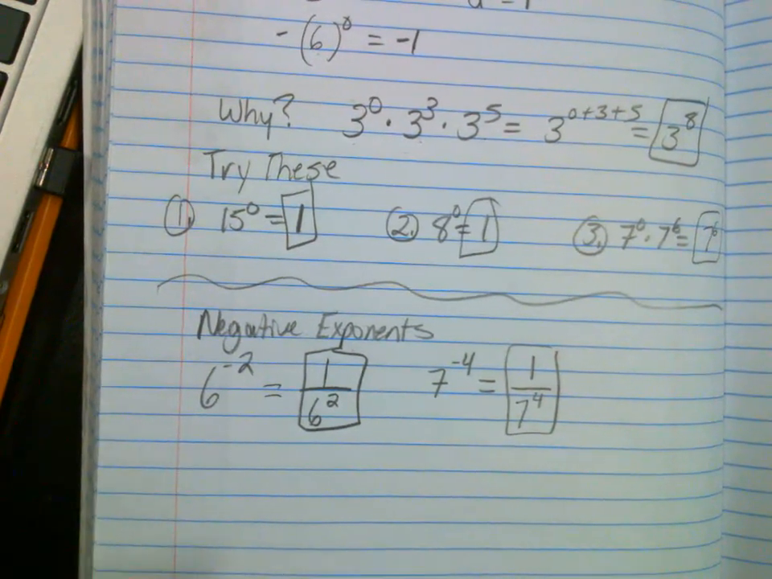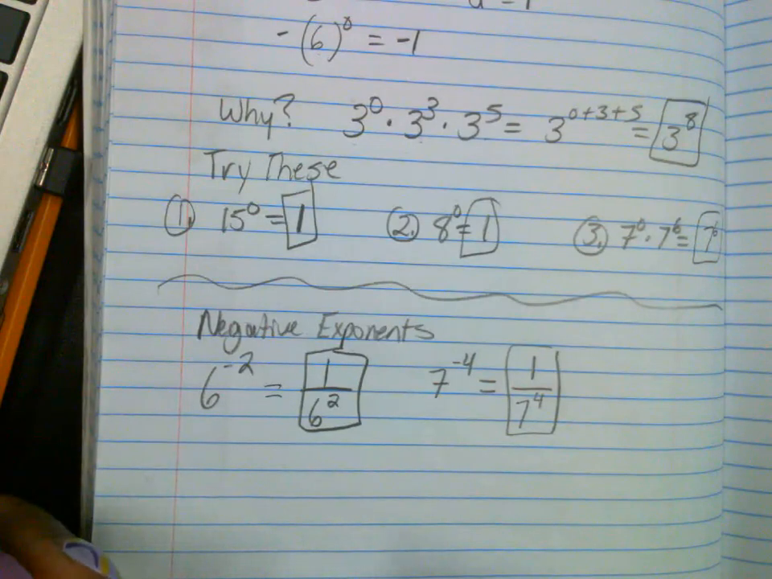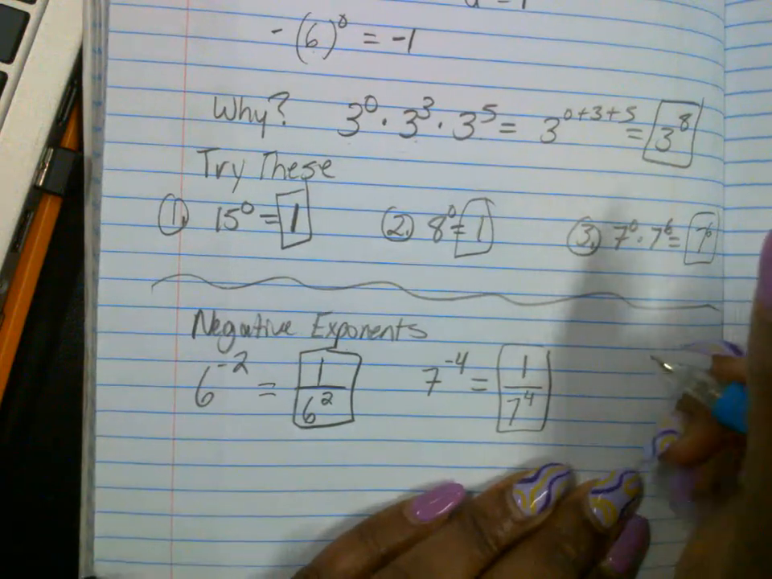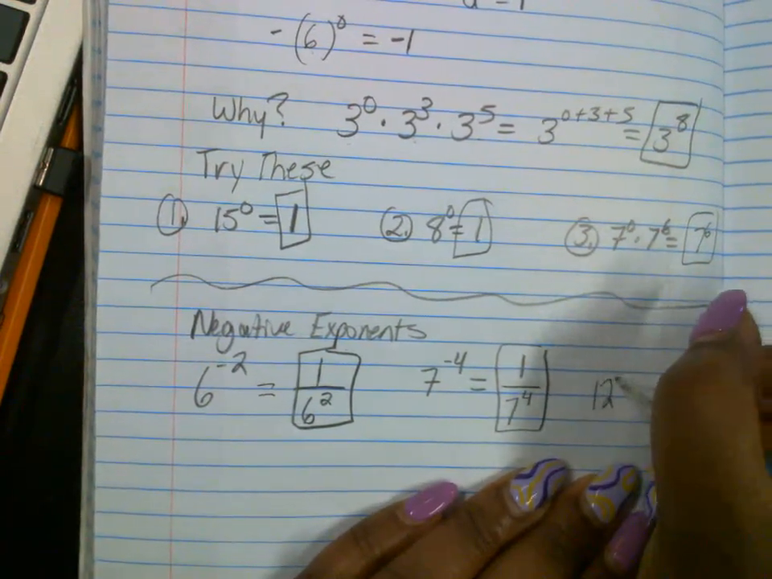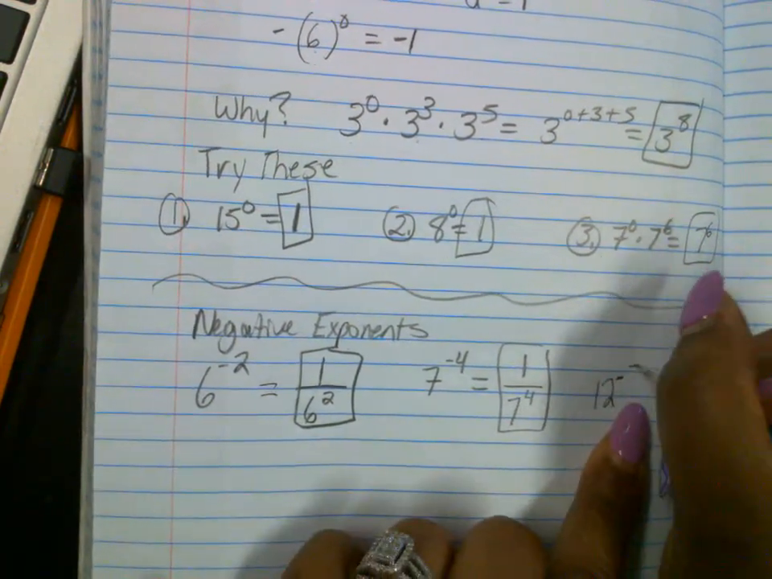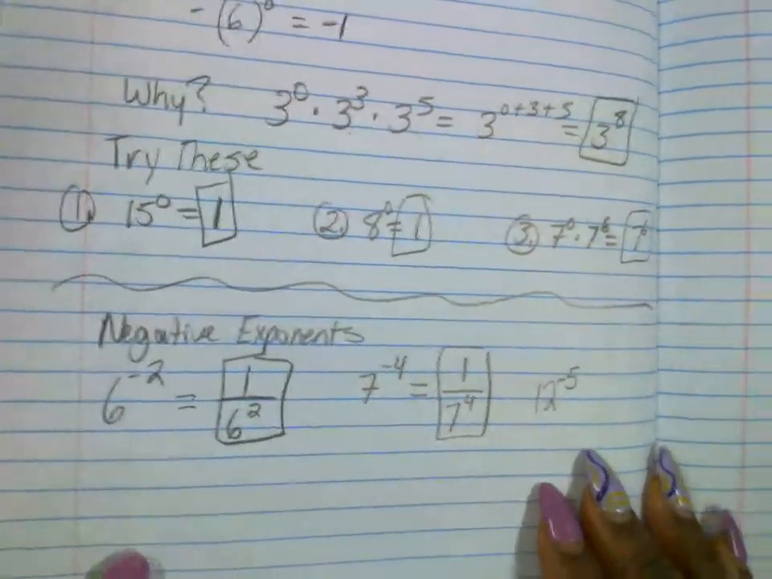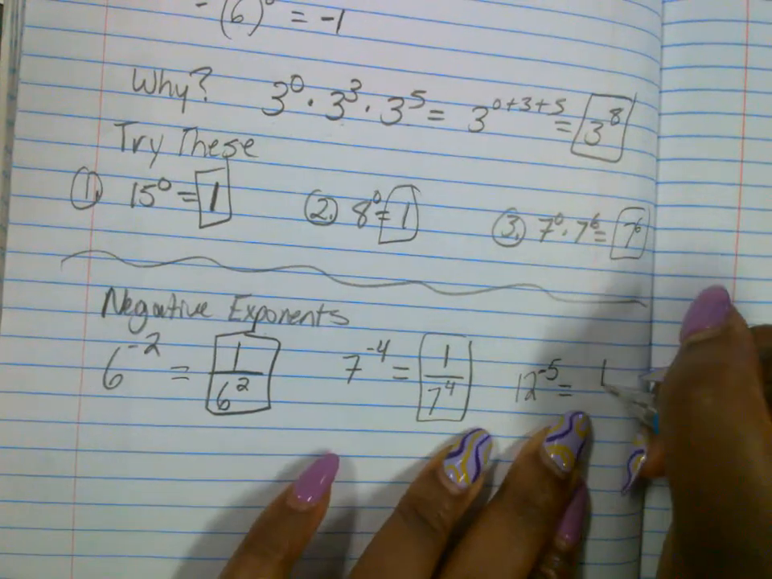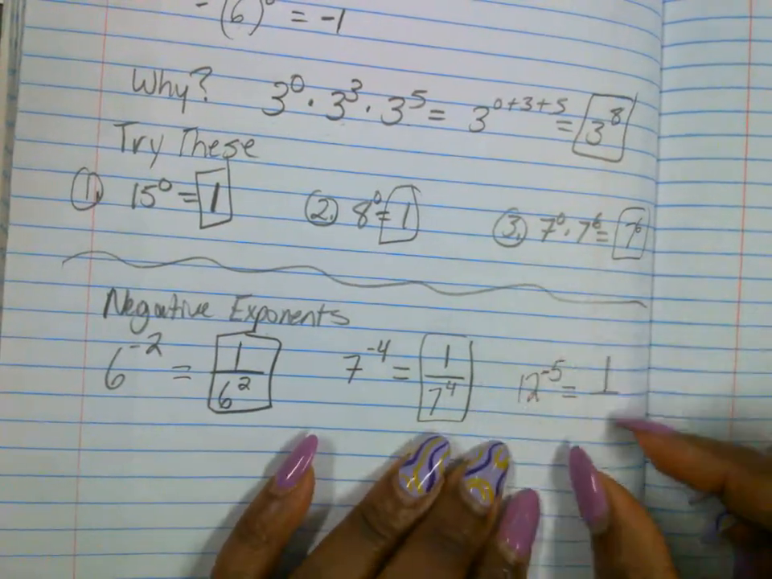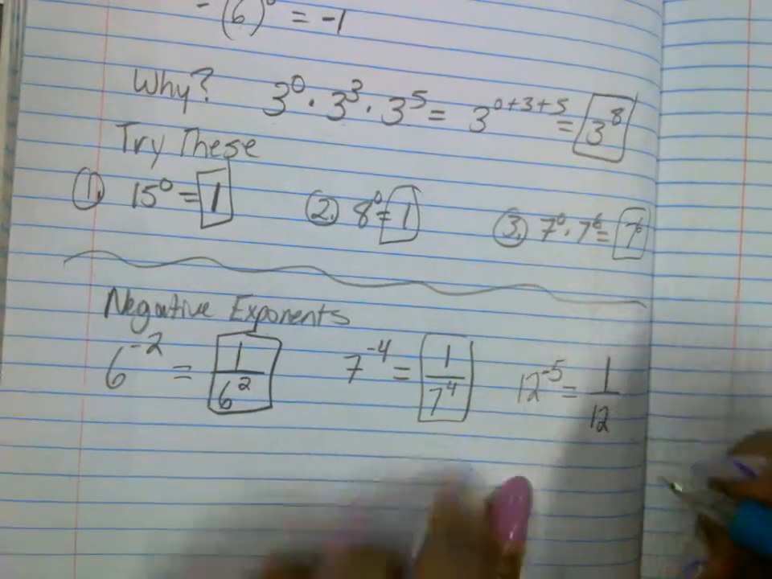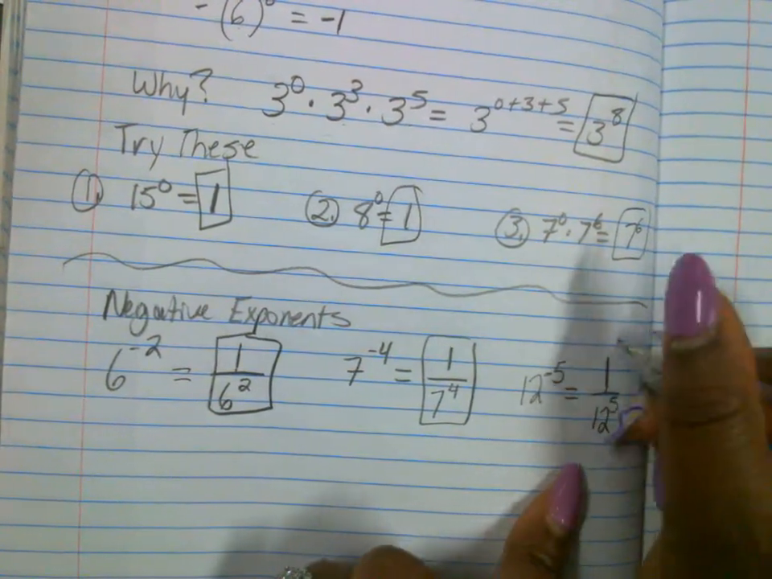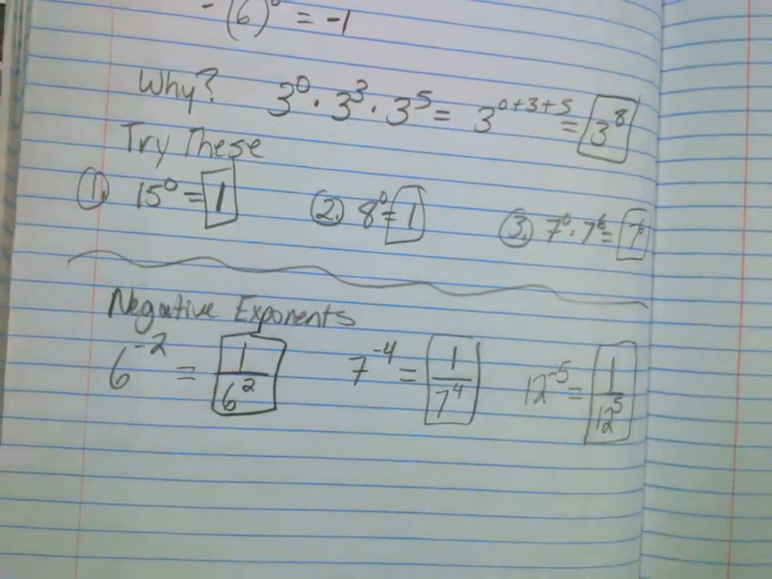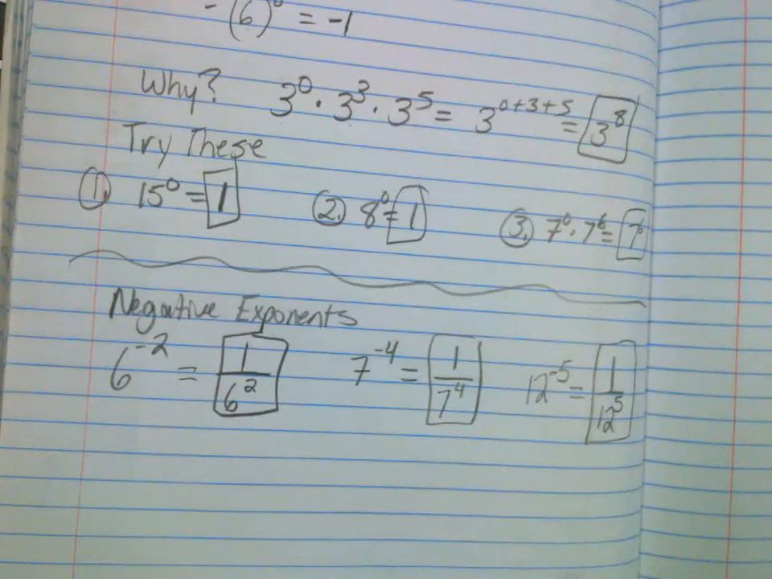I'm going to do it again so you can see the pattern here, okay? And then I'm going to give you something to do on your own. We have 12 to the negative 5th power. We're going to write this as a division problem: 1 divided by, now put this on the bottom, 12 to the positive 5th power. And that's our answer. Any questions about that?